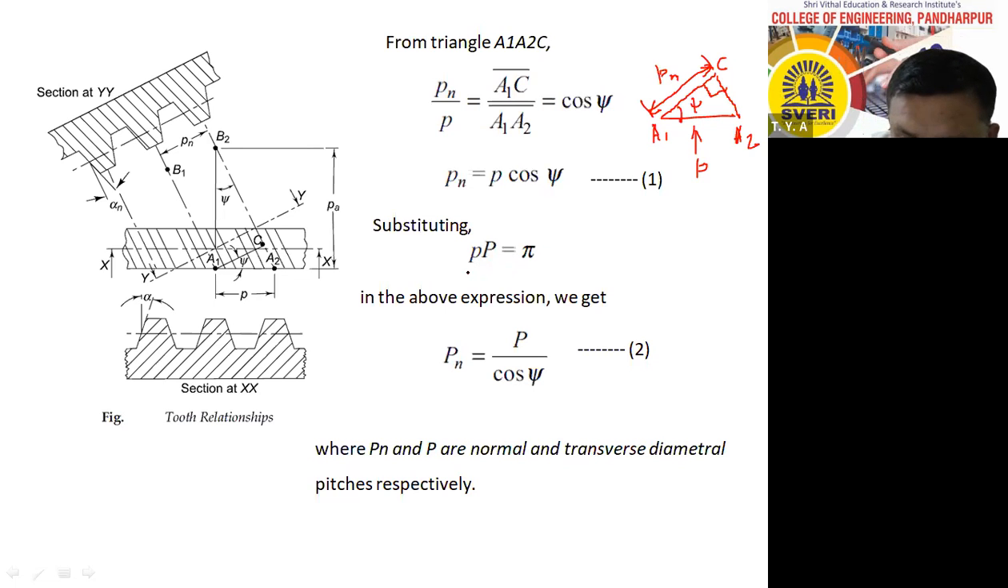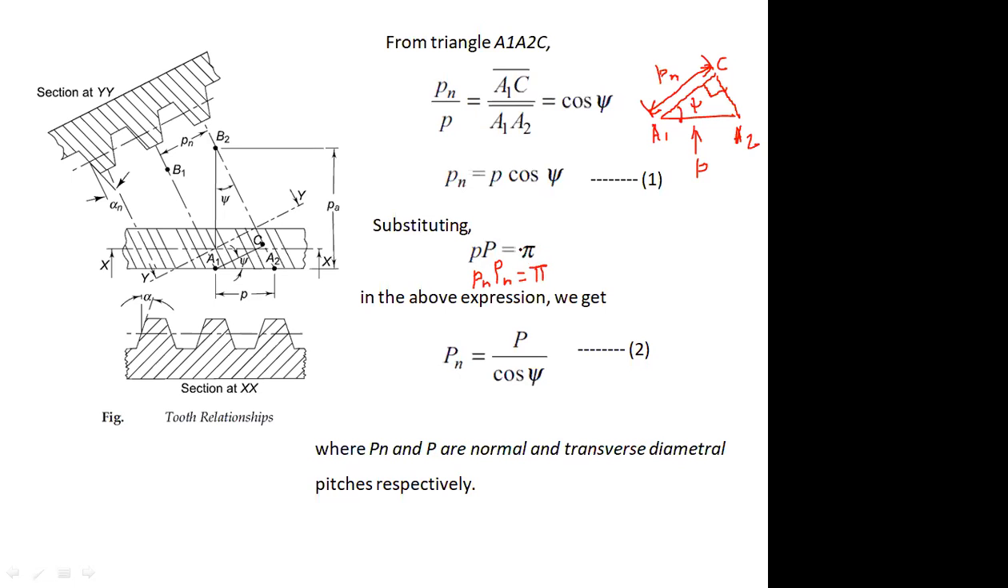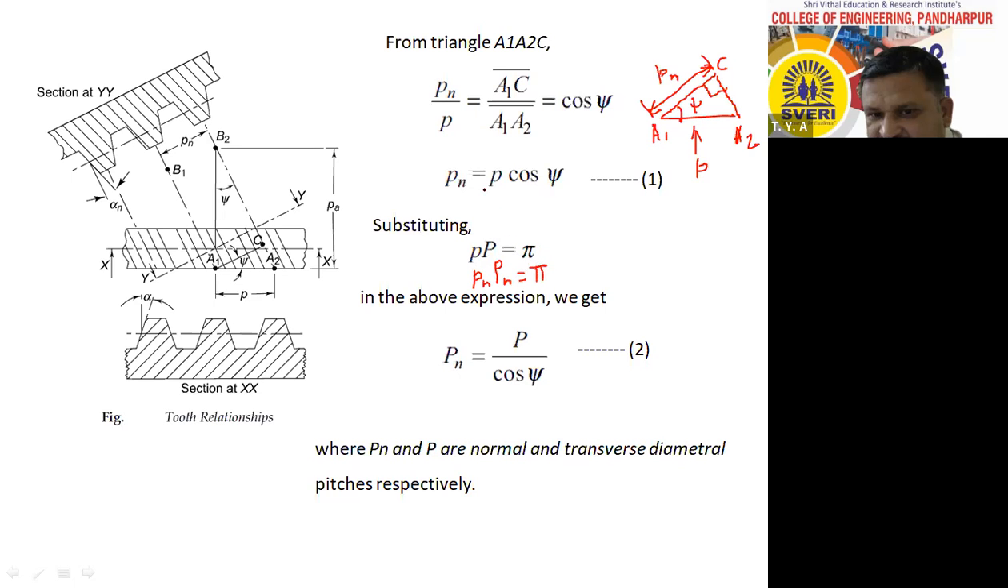If this small pn and capital Pn is equal to pi, and if you will substitute these two relations here, you will get this second equation. Just to see you are getting it or not.